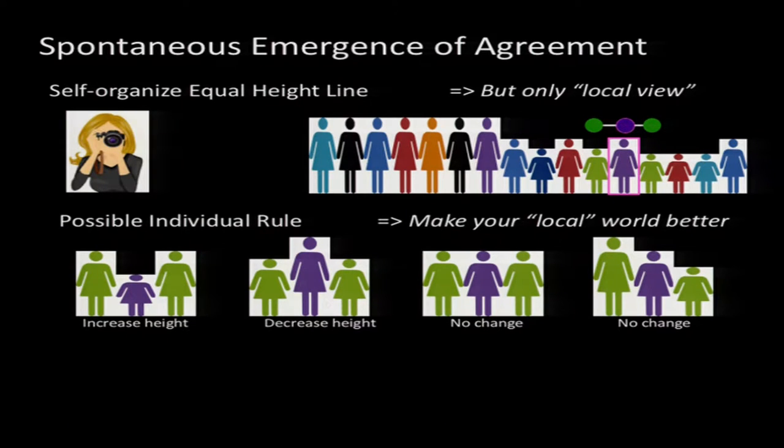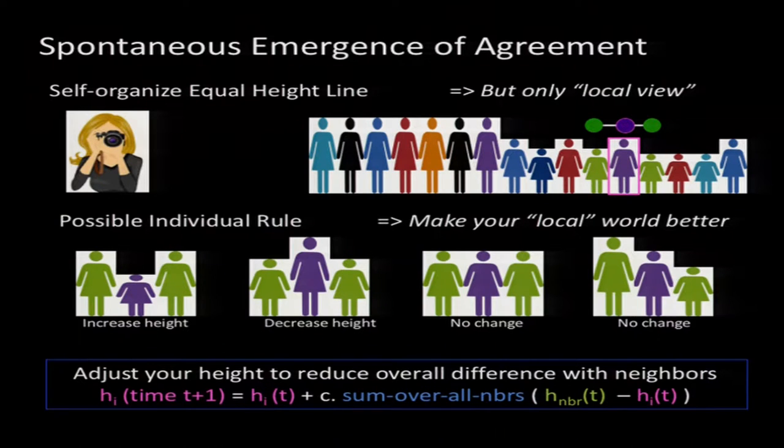Or it might be a situation where somebody is higher than me and somebody is lower than me, and then there's nothing I can do to improve the situation, so I'll stay put. And so as an individual, what I'm going to do is just repeatedly apply this rule. So we can formalize this rule in the form of a simple equation that just says that my new height is going to be whatever my old height was, whatever I decided in my last iteration, plus some adjustment.